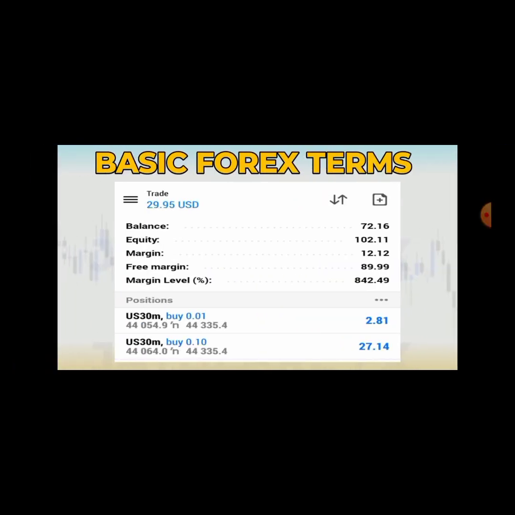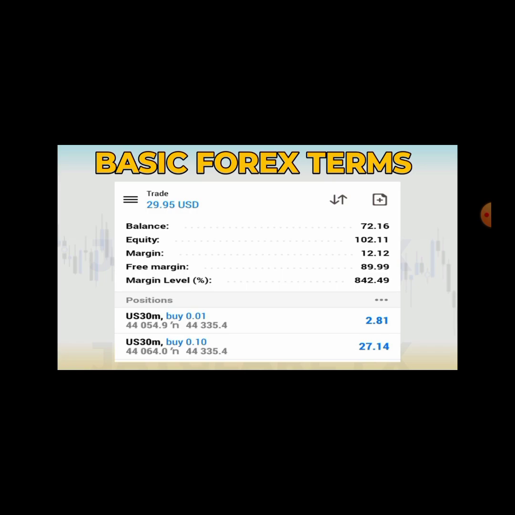Now look at this. This is an interface called MT5. This is where we trade from. This is where you log in and trade from. I want to explain this interface to you. You can see up there, you see balance. The balance is $72. Equity, you can see the equity is 102. Why is it 102? 72 plus, if you see up there, 29.95.